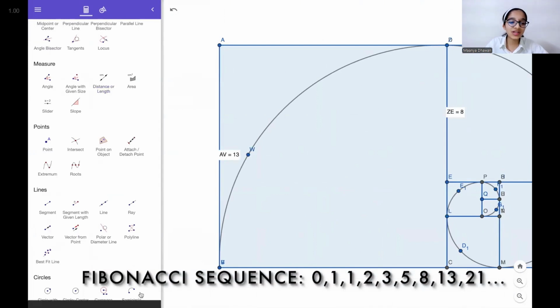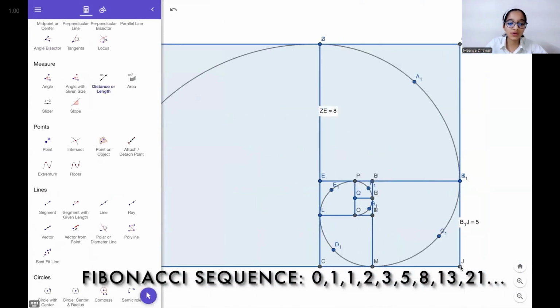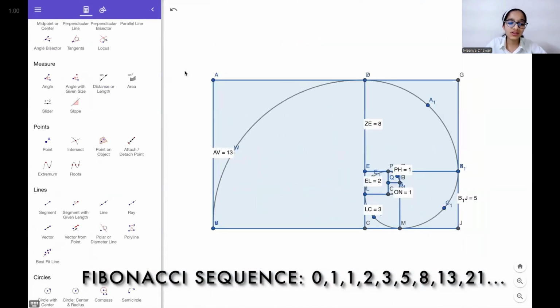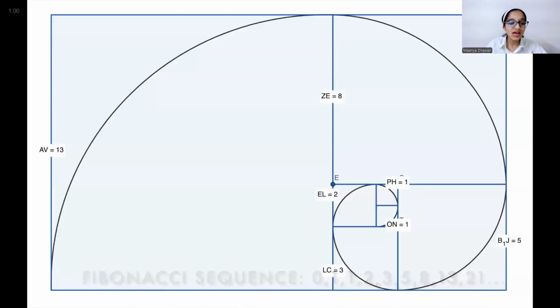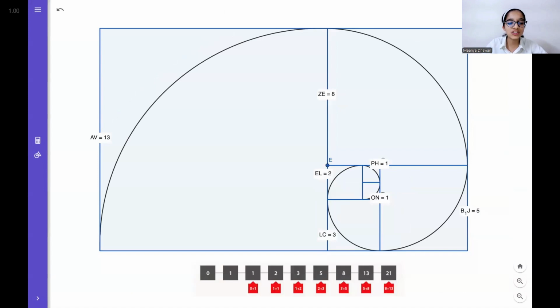We will now be measuring the dimensions of all the squares to confirm their lengths, with the biggest one being 13 units, the second one 8 units, then 5, 3, 2 units, and the smallest one being 1 unit. This is how we can make the Fibonacci spiral easily using a simple app known as GeoGebra.